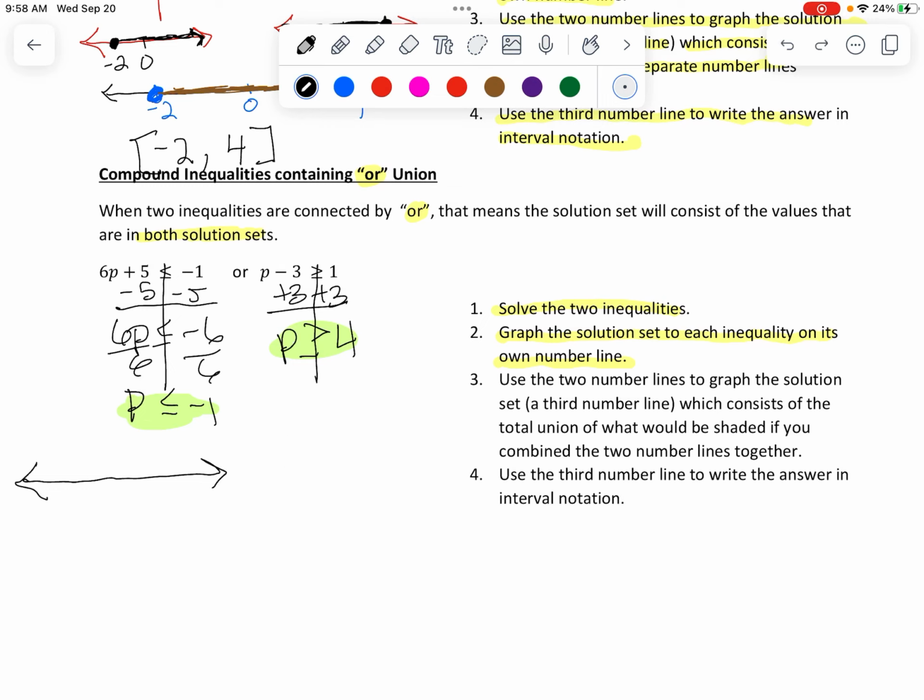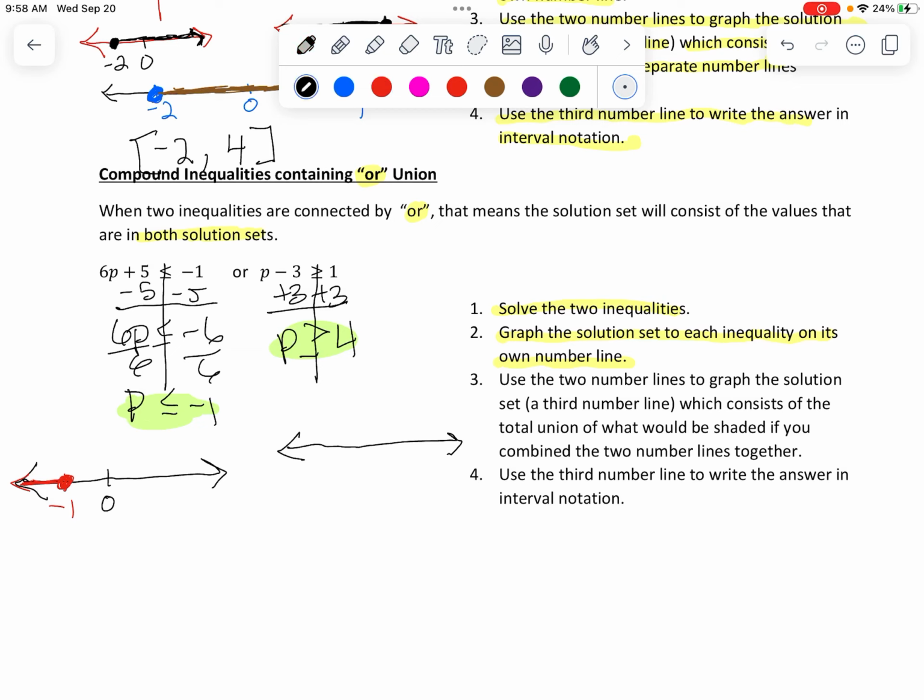Oh, that looks bad. Okay, so here is 0, and then I'm going to show -1, which is right here. It's less than or equal to, I can close it. So it says the values of P are less than or equal to -1. So we would go to the left to -infinity.